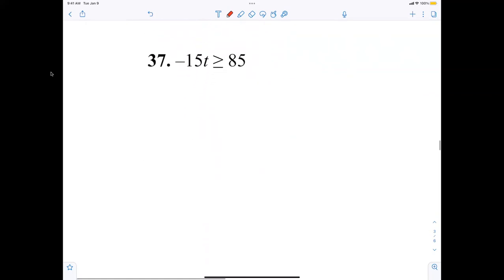Okay, 37, go. Divide by negative 15. Right, so you flip the sign, it would be t is less than or equal to. It doesn't work out easy. Right, so what are we going to divide by? Negative 85 over 15, and you can reduce it. First you can reduce it by 5. Yes, let's divide by 5.